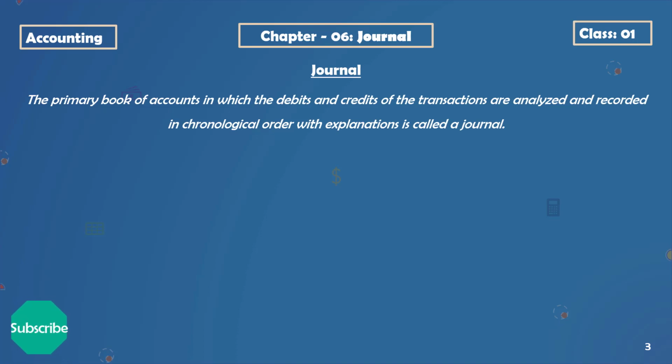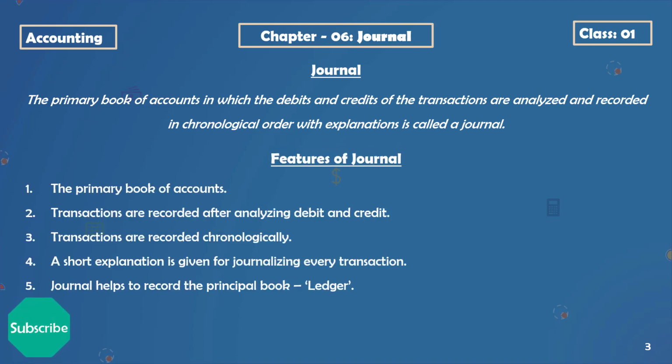Okay, so from the definition we can see that the journal has the following features. Features of journal: the primary book of accounts. Transactions are recorded after analyzing debit and credit. Transactions are recorded chronologically, and a short explanation is given for every transaction. That means for every transaction you have to write a short explanation that will act as a future reference for that particular transaction. And finally number 5, journal helps to record the principal book, ledger.